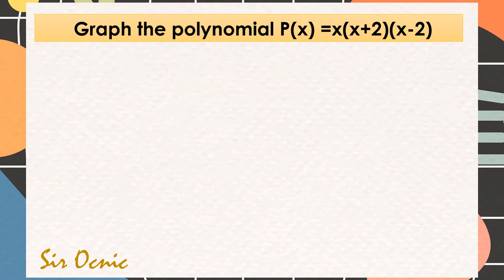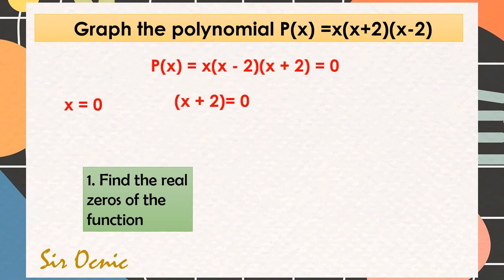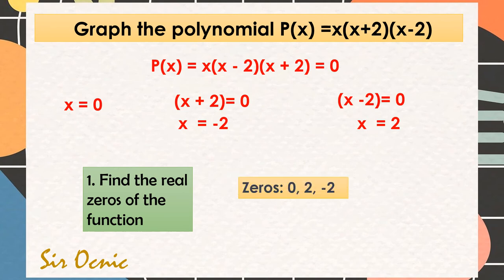Let us graph the polynomial p of x equals x times x plus 2 times x minus 2. The given polynomial is in factored form, so we don't need to factor this one out. Finding the real zeros of the function, that will be x equals 0, x equals negative 2, and x equals 2. Therefore, the zeros are 0, 2, and negative 2.